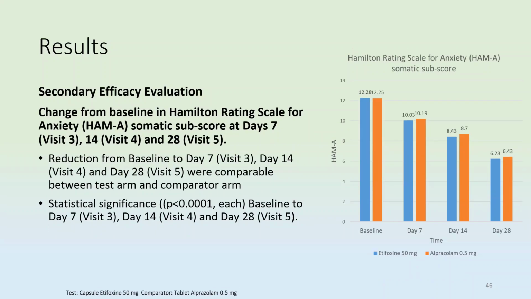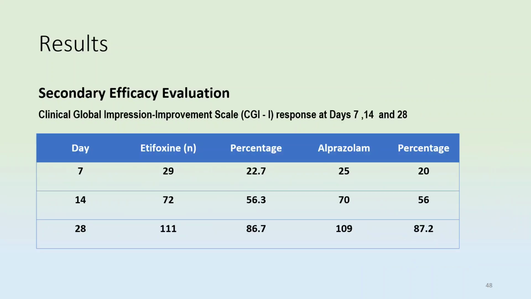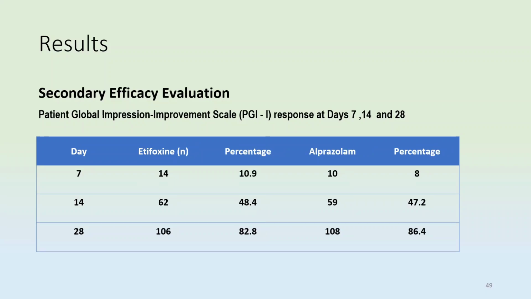Again, there was a reduction in the somatic subscore at day 7, day 14 and day 28. And in the clinical global impression severity scale score at day 7, 14 and 28 compared to baseline, a reduction was seen. Here we can see that the reduction is much higher on day 7, day 14 and day 28 with etifoxine than alprazolam. Then this is the global impression improvement scale. On that we again see that the improvement is much higher.